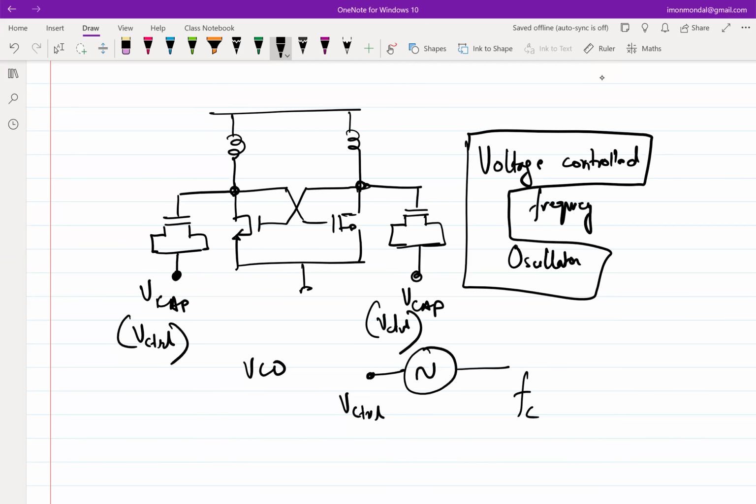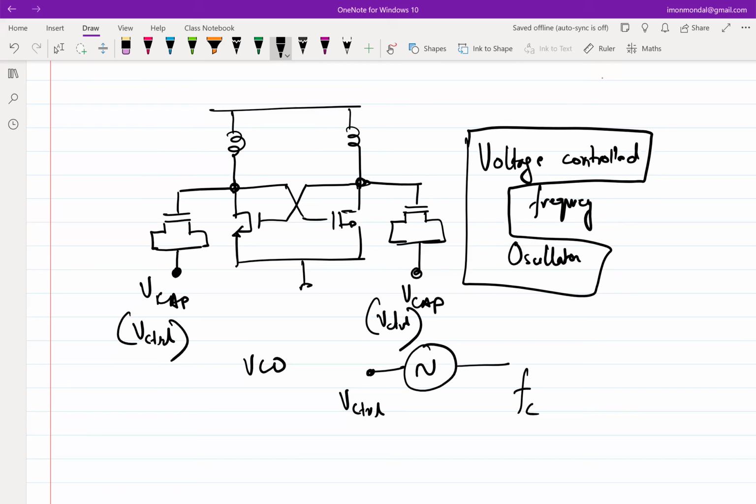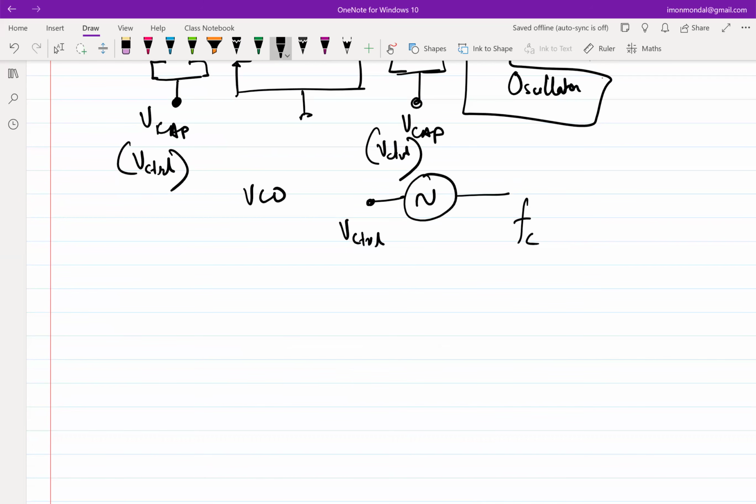But the key thing that you should note from the discussion thus far is that you have this block whose input is a voltage control, output is a sinusoid of certain amplitude, not changing amplitude, but it changes with frequency. So again, a picture is worth 1,000 words.